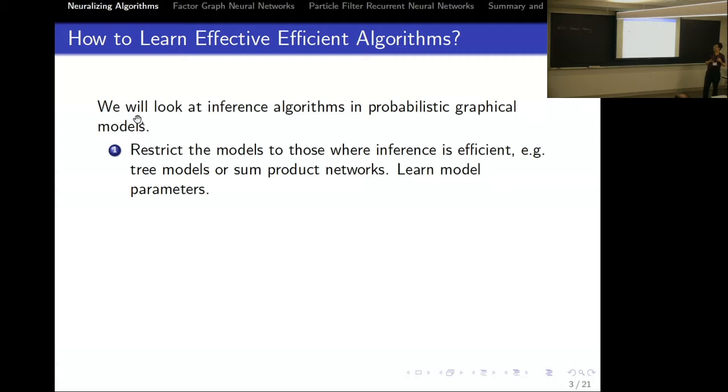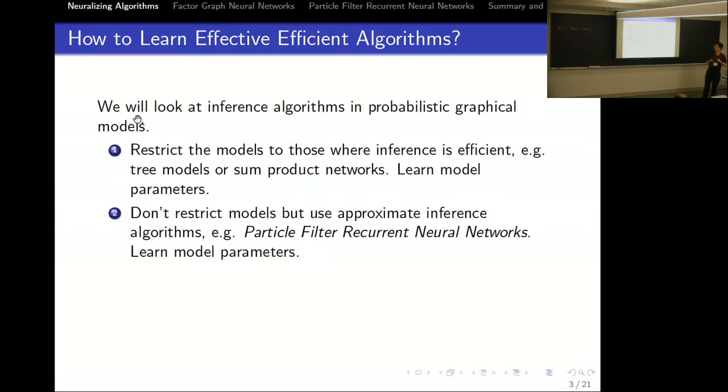So how would we go about trying to learn an efficient algorithm? Now I narrow down to something more specific, because then we do specific work. We'll look at inference algorithms in probabilistic graphical models. One way might be, since we've been doing this for a long time, to restrict our models to something where inference is efficient: tree models or sum-product networks, linear chains, and then we learn model parameters. So we are actually learning an inference algorithm that's tailored for the data, because we train it on the data to do well. This is one example, and we've been doing this a long time.